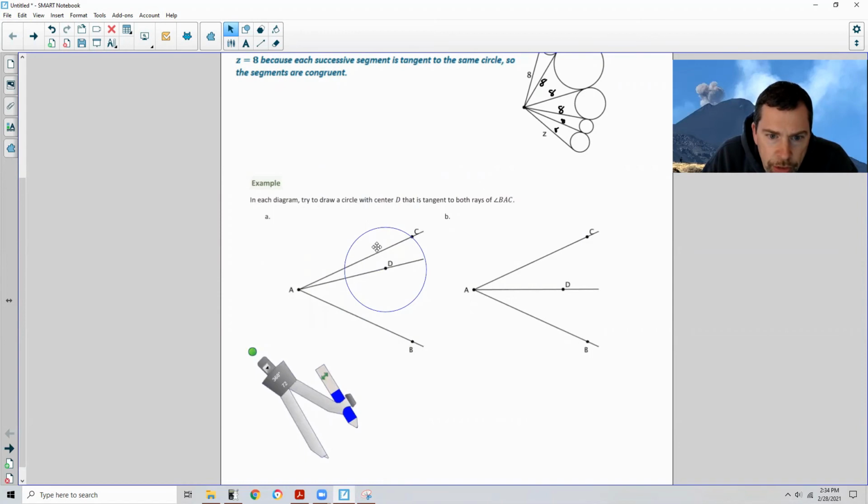So this line is going through the circle. That is not a tangent. That's what we call a secant. And this segment AB missed entirely. So it's just a line segment that's exterior to the circle.